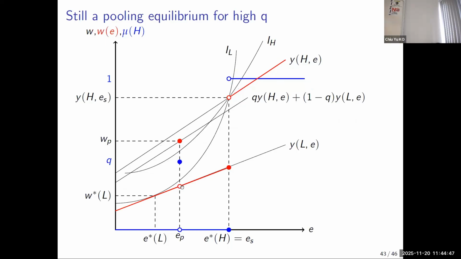Because the high type indifference curve, this one still passes through here. And this point is still better than separating, right? Separating education is not better than mixing with the low type, right? Because education can be very costly, right?